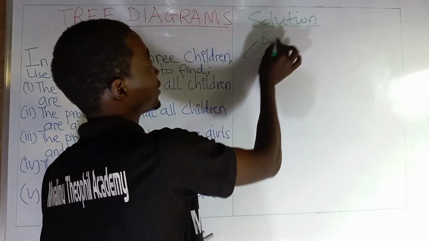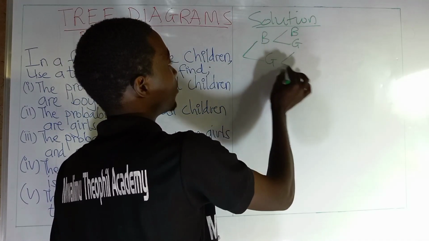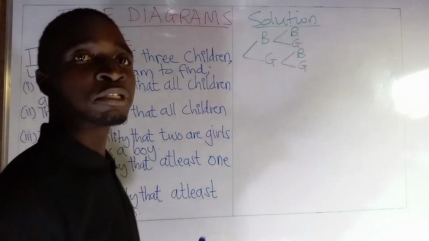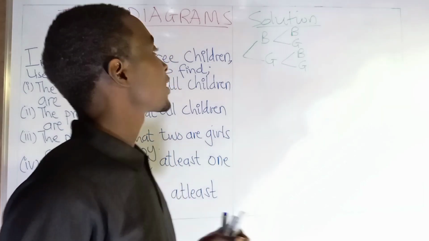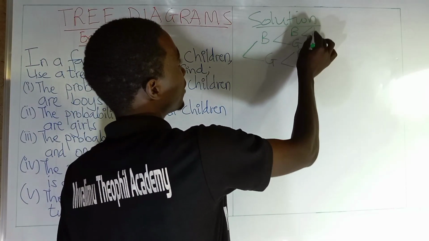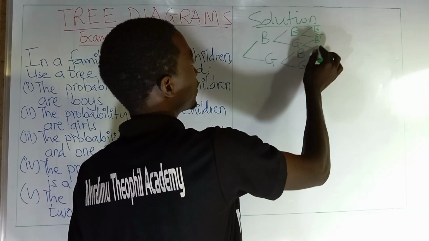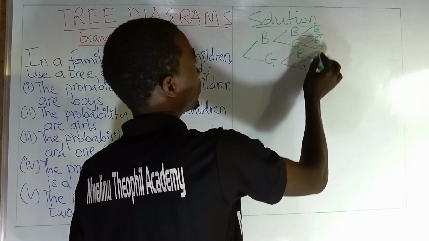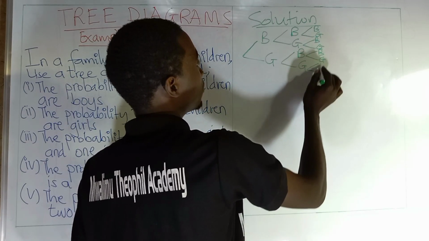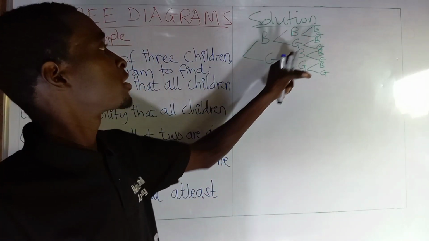A second child also can be a boy or a girl. What about a third child? A third child also can be a boy or a girl. Now, this is a tree diagram.